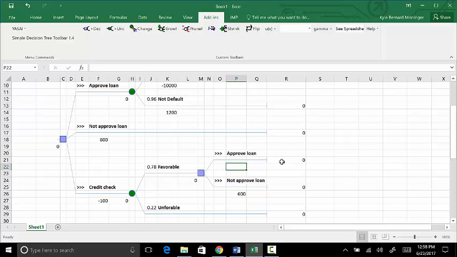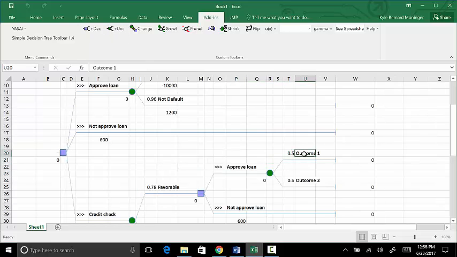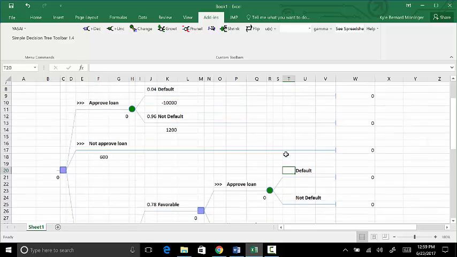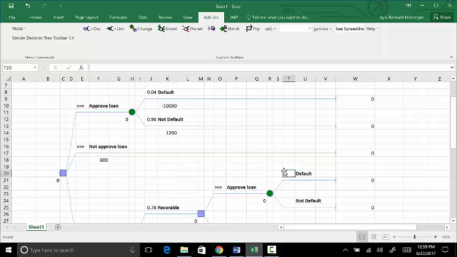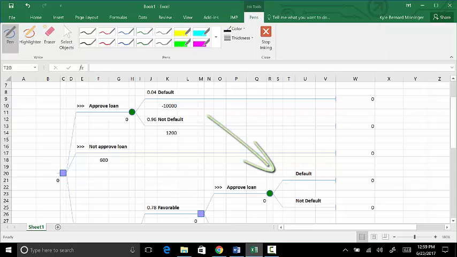If I approve the loan, I'm taking a chance on the customer, whether they default or not default. And I want to fill in these probabilities here. Now, be careful, this default probability here is not the 0.04 up here. This probability of D right here is conditional on a favorable recommendation.